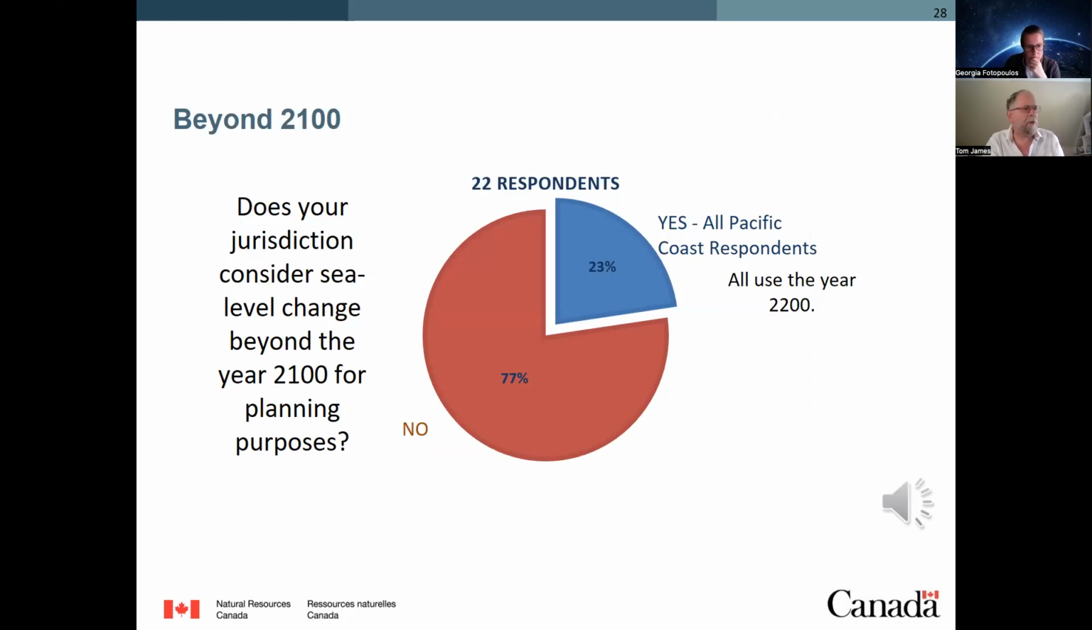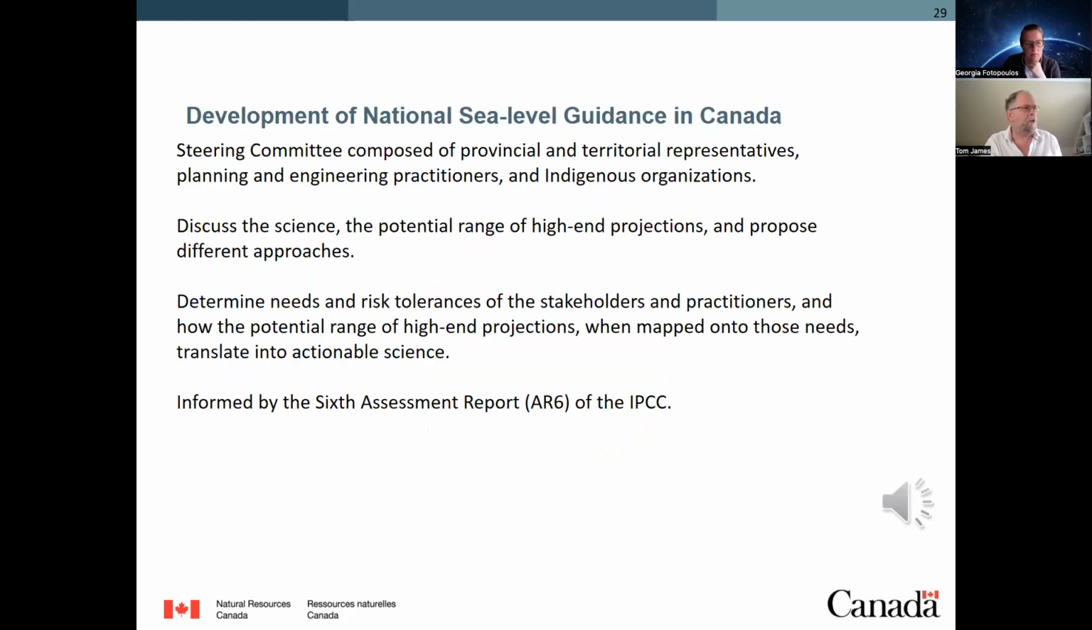We also asked whether you look at sea level projections beyond the year 2100. And yes, some do. They all come from British Columbia. Not coincidentally, British Columbia has guidance that goes through to the year 2200. I think the takeaway from this is that if you provide information on a longer time frame, that information will be considered. So that's some useful information from that survey. I just skimmed a few interesting points. We actually asked many, many more questions.